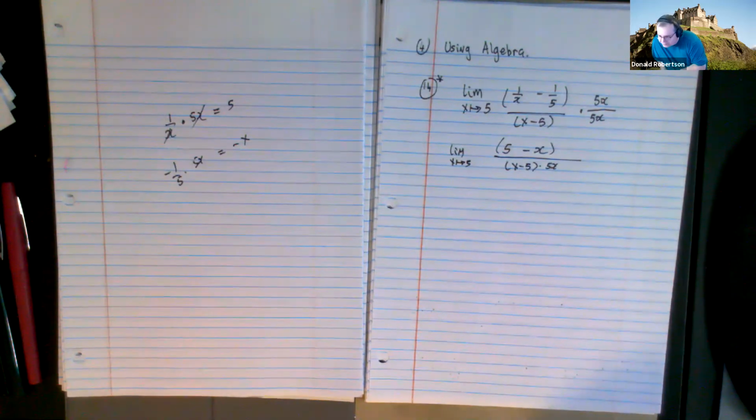Similar kind of idea to what Robin's up to, right? I don't want a fraction. I've got to figure out a way. This is my way of doing it. Not the only way to do it, but this is my way of doing it.